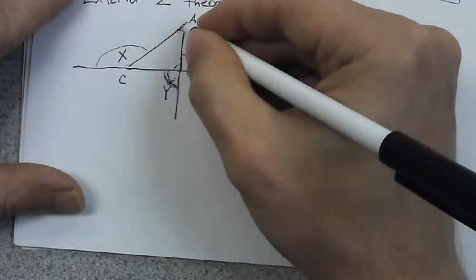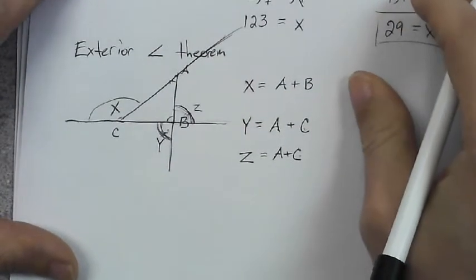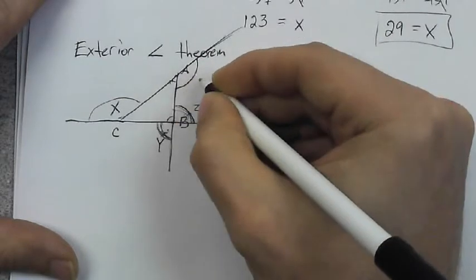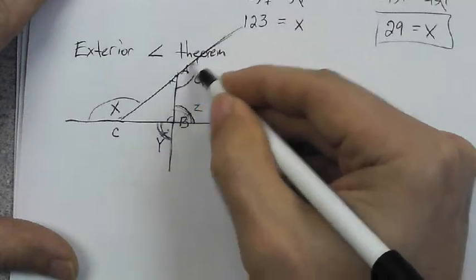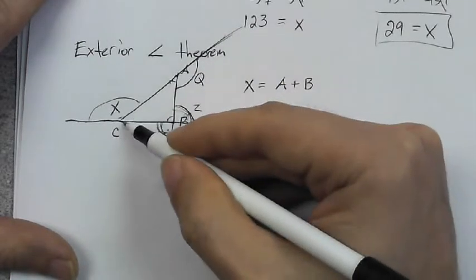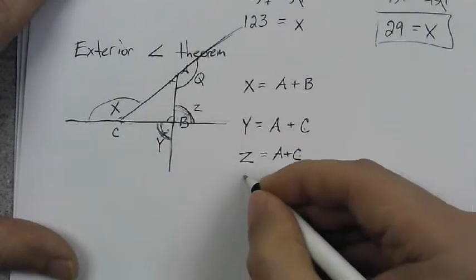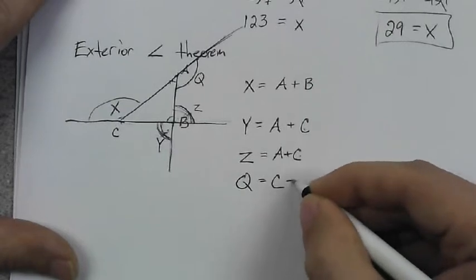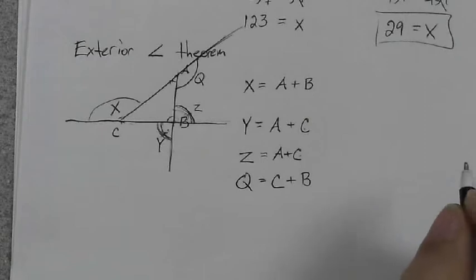Let's take a look up here. Let's say I extended this right here. And let's say we had this angle right here, and let's call this angle Q. This angle right here from this extended nub is equal to these two opposite ones added, so angle C plus angle B. So I would say the measure of Q equals the measure of angle C plus the measure of angle B. So let's go ahead and practice one and see what this looks like with numbers.